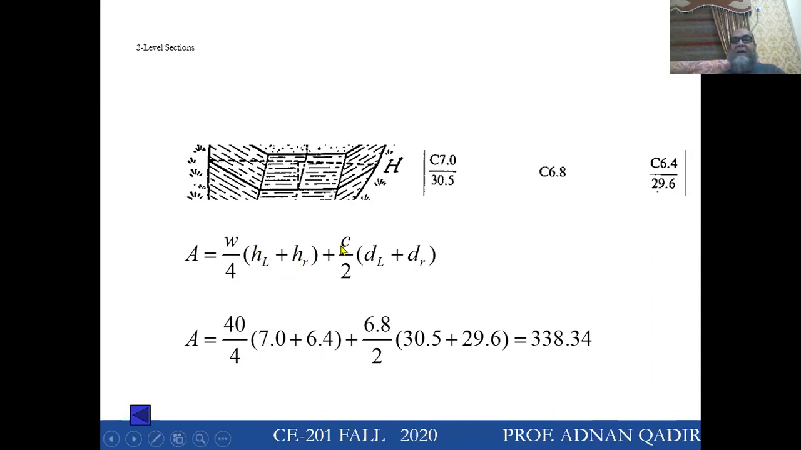C3, again, this is the center height. This is 6.8 divided by 2. D to the left is 30.5. D to the right is 29.6. That's why DL plus DR is 30.5 plus 29.6. This is a 3-level section, as you can see.